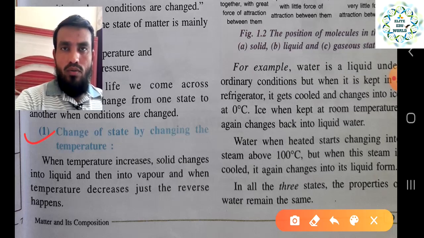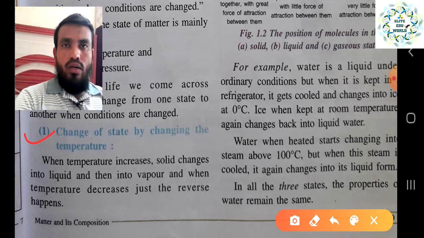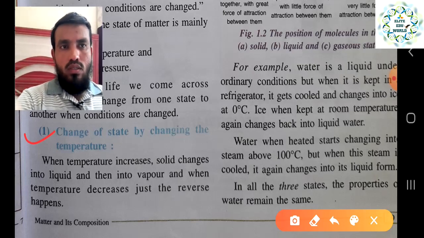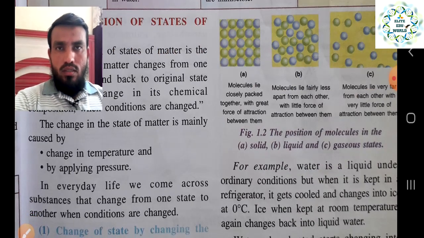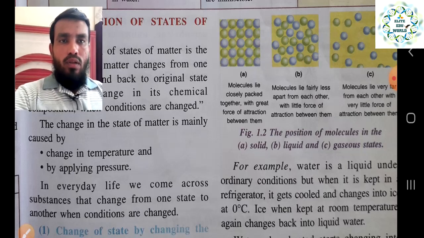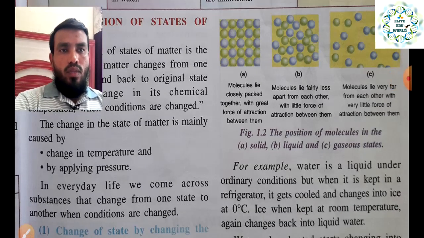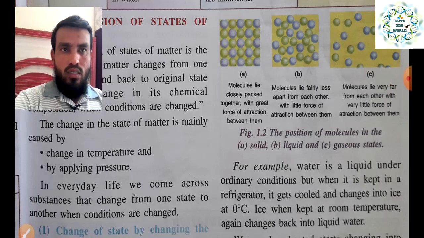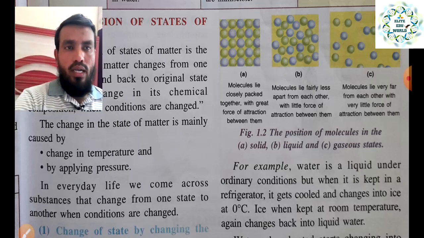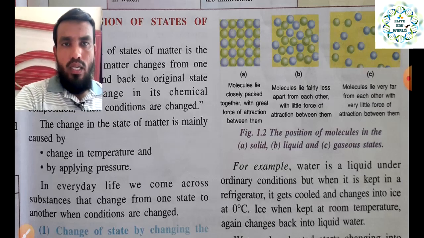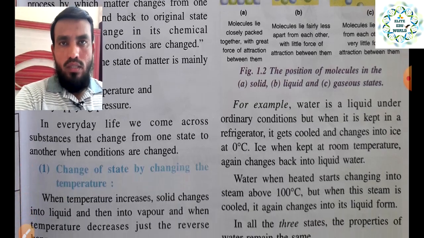Reverse means what? In condensation we are trapping the vapors, so it will reduce the temperature and convert into liquid. When we keep it in the refrigerator, again we are decreasing the temperature, so it will convert into solid form. So this is how temperature can affect or change the states. For example, water is a liquid under ordinary conditions, but when it is kept in the refrigerator, it will convert into solid like ice, and when warmed it changes again to liquid, and then if you increase the temperature, again it will evaporate.